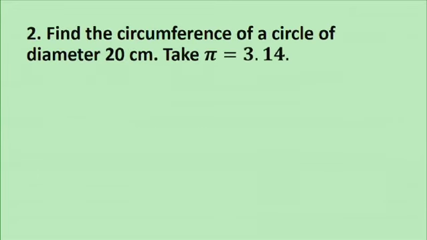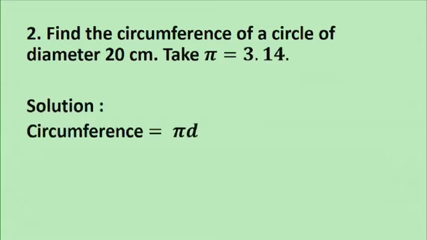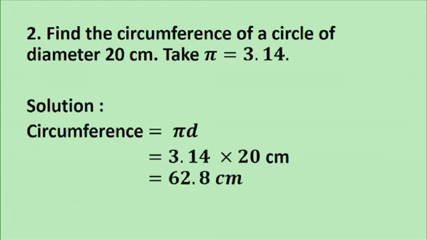Next example. Find the circumference of a circle of diameter 20 centimeters. Here we are going to take pi as 3.14. Using the formula circumference is equal to pi multiplied by d, substituting the values, we get 3.14 multiplied by 20, which gives us 62.8 centimeters.